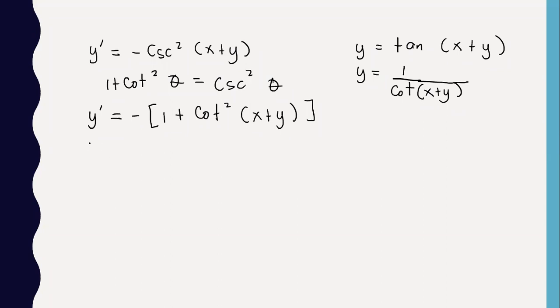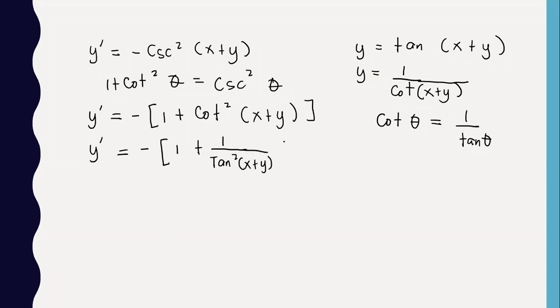Okay, therefore we have y prime. Kung cotangent ang given natin, according to the hexagon, cotangent theta is equal to 1 over tangent theta. Therefore your 1 plus cotangent squared now is the same as 1 over tangent squared x plus y. Tama po ba? Is it the same? Di siya magic ha? You have your cotangent and according to the hexagon, your cotangent is equal to 1 over tangent. Is it correct? Yes po. Okay. Since this one is squared, therefore the tangent will become also squared.